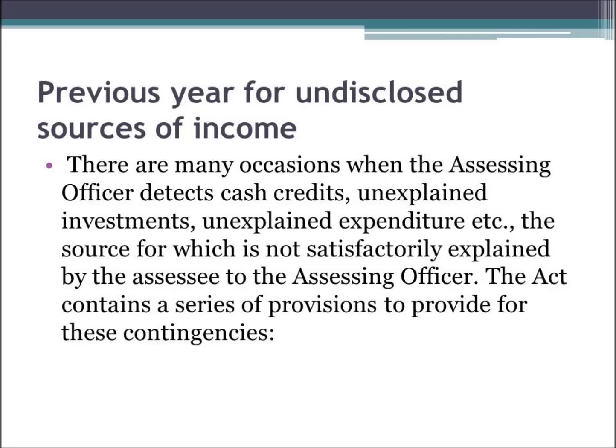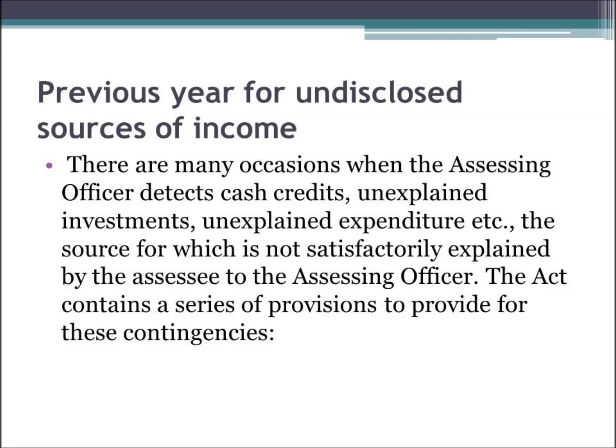Now we come to the topic of previous year for undisclosed sources of income. We have discussed the general terminology of previous year, and now we'll discuss undisclosed sources of income. What do we mean by undisclosed sources of income? The income which I am earning and which I am not disclosing in my return of income, and not disclosing to the government, is the income which is undisclosed. So what will be the previous year for that? The Income Tax Act contains certain provisions for such undisclosed sources of income. How are they treated and how are they taxed?